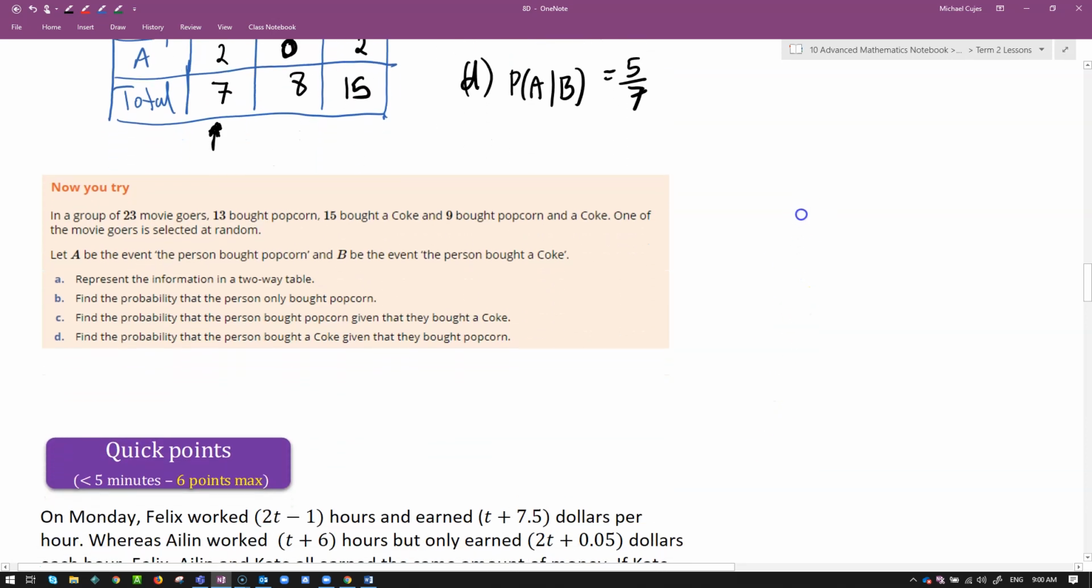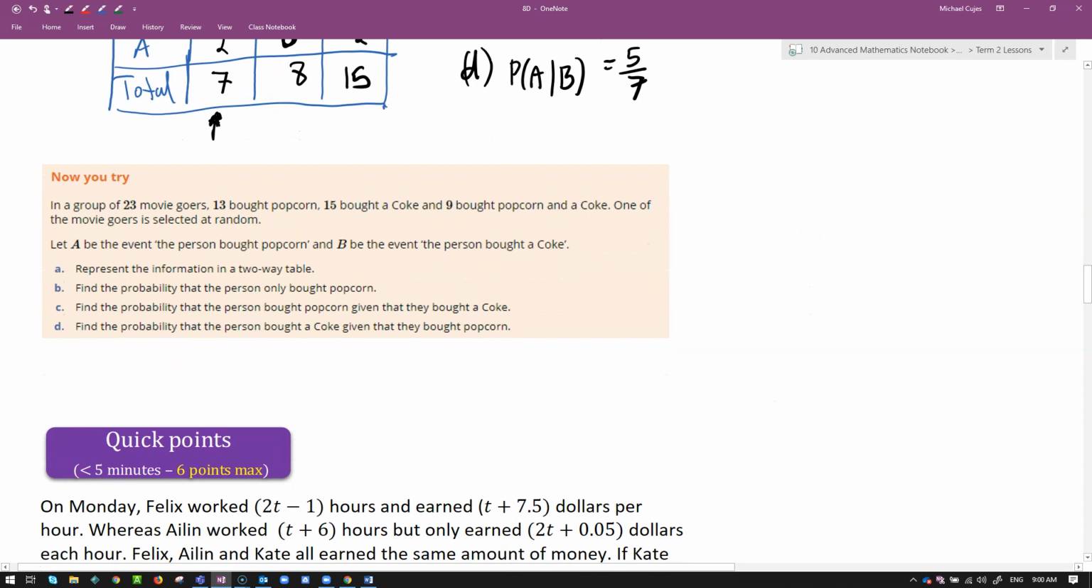All right, there's one more for you to try there. Pause the video and you can check your answers in a second. And then get on with your quick points and the rest of the exercise.